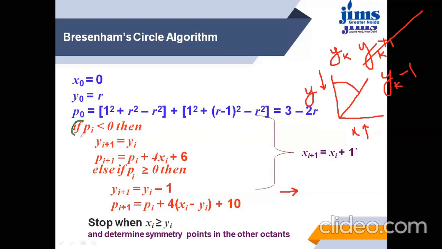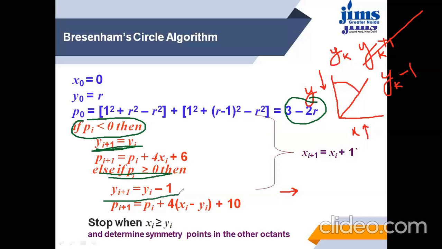So when pi, this 3 minus 2r, is less than 0, then the next pixel will be at yi, and when the value of the decision parameter is greater than or equals to 0, then the next point will be yi minus 1.